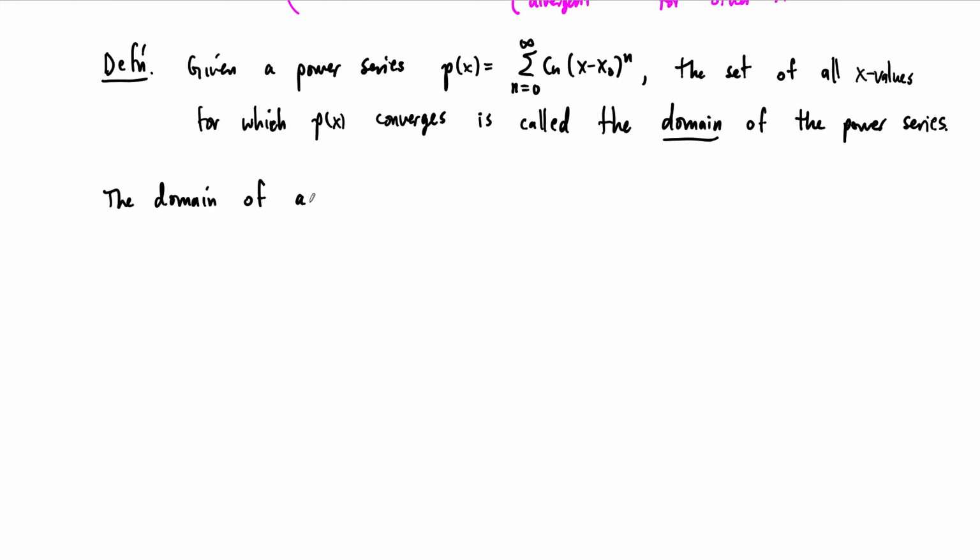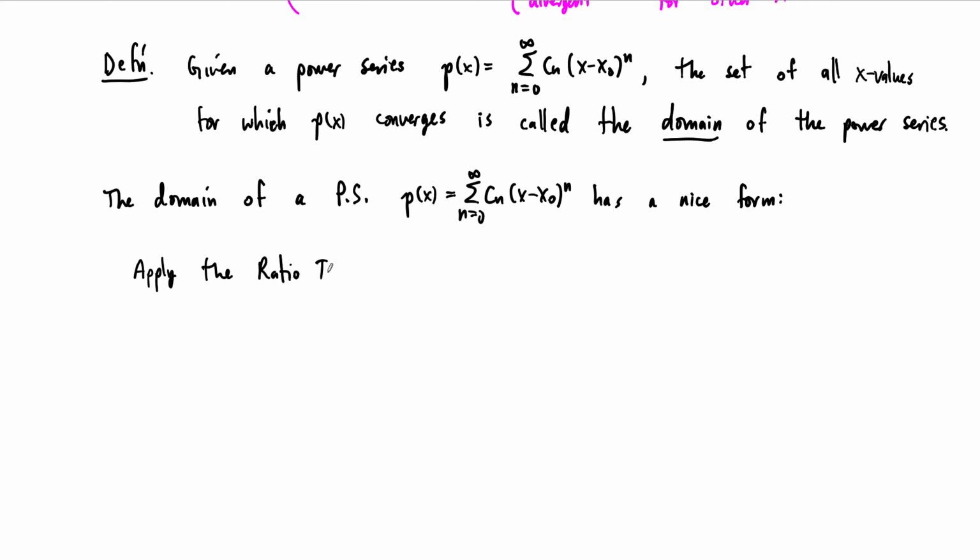The domain of a power series, which I'll abbreviate P.S., p of x equals the sum, n from 0 to infinity, c sub n, x minus x naught to the power n, has a very nice form. You'll see exactly what I mean by the word nice in a few moments. So here's the idea. I want to know, does this series converge, or for what values of x does this series converge? And so I can apply, or try to apply at least, the ratio test to p.